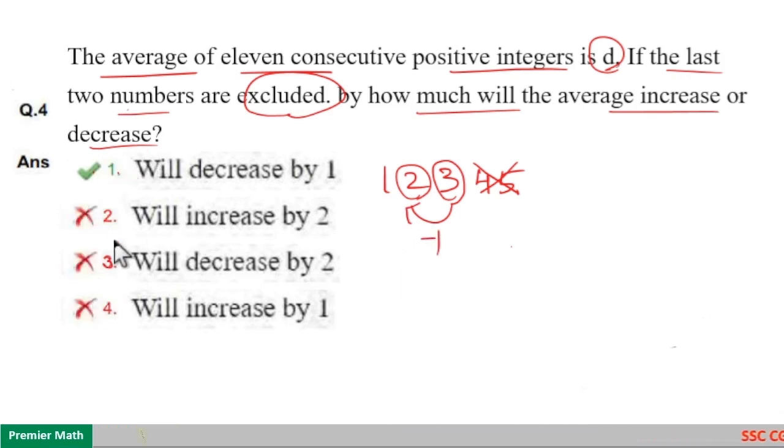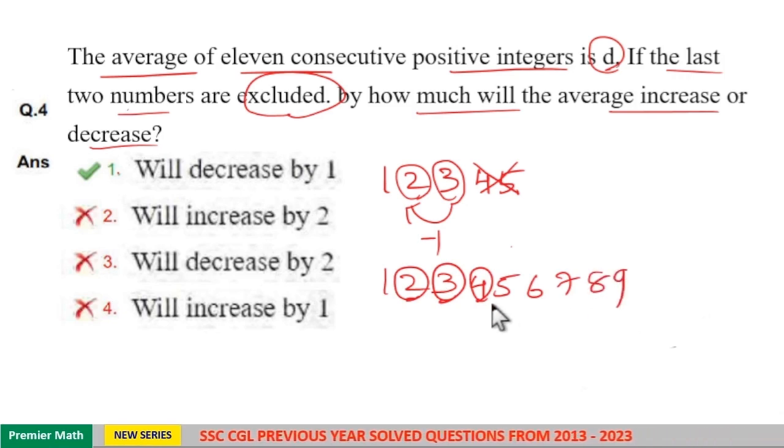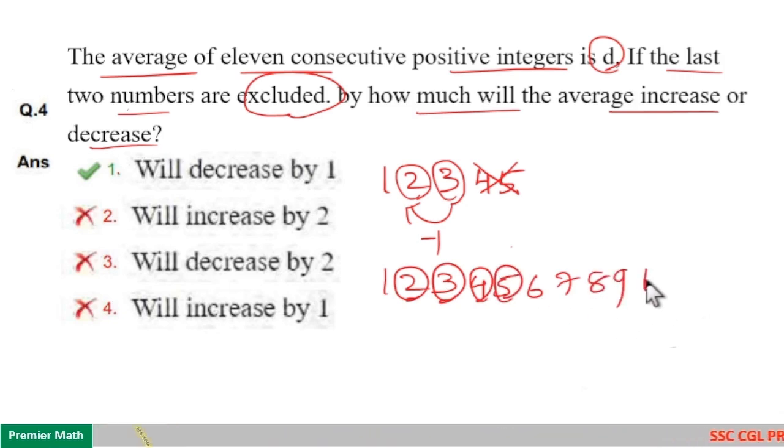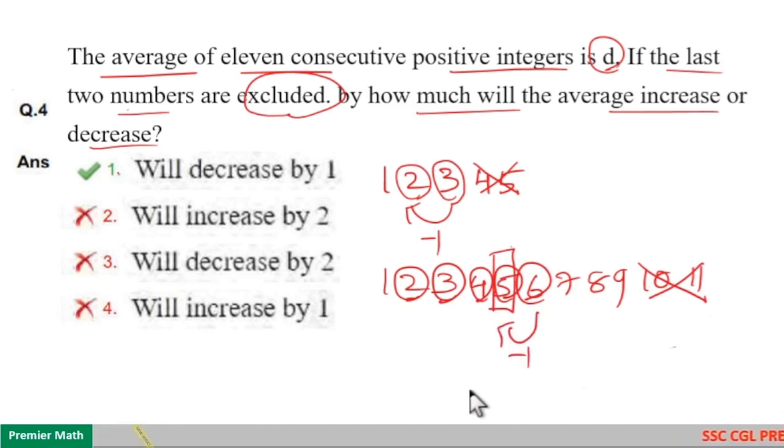Average decreases by 1. That is, here if I take 1, 2, 3, average is 2. If I add 4 and 5, average is 3. If I add 6 and 7, average is 4. If I add 8 and 9, average is 5. If I add 10 and 11, that is 11 numbers, average is 6. Now if I exclude 10 and 11, average will become 5. That is decreases by 1.